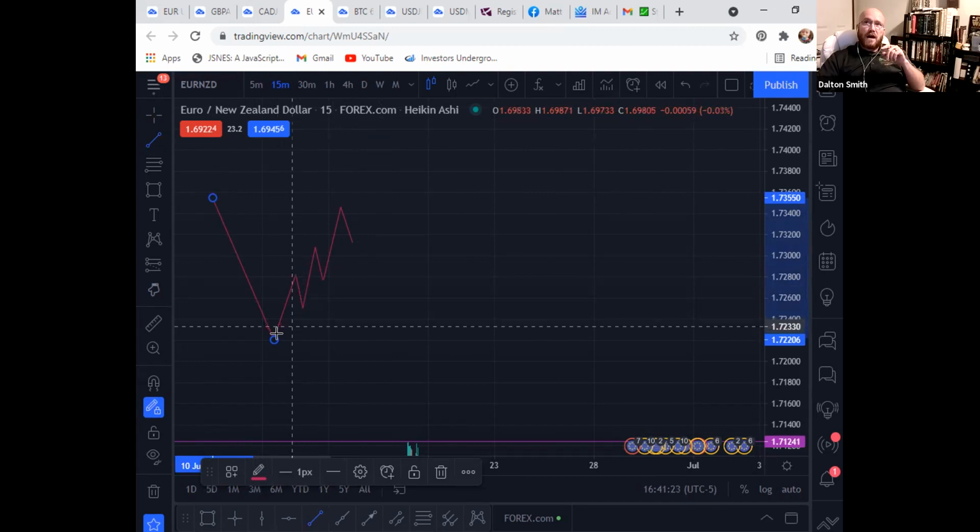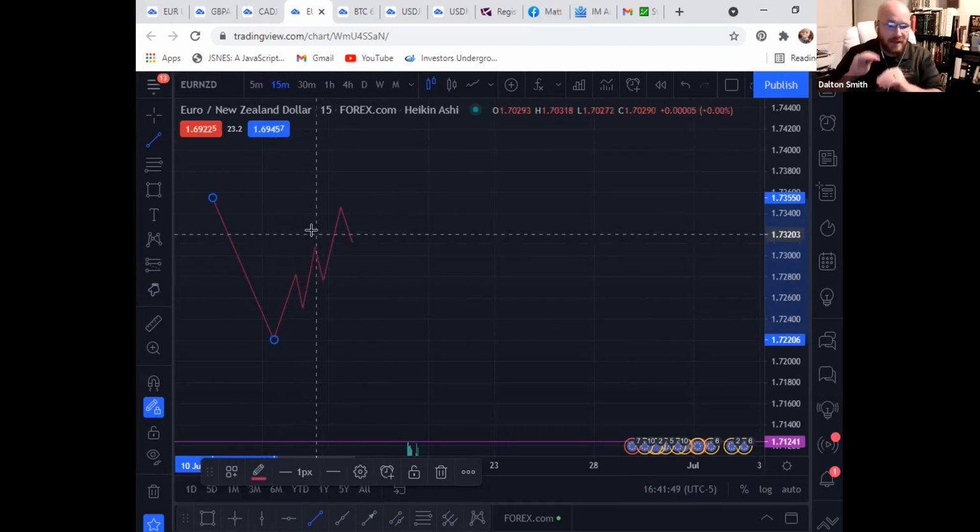But this low is higher than this low, okay? The next low is higher than the last low. The next low is higher than the last low. And this high is higher than this high, is higher than this high. So you see we have this stair step effect, okay? When you get a higher high, a higher low, a higher high, a higher low, a higher high, when you get that pattern, that is what makes an uptrend.